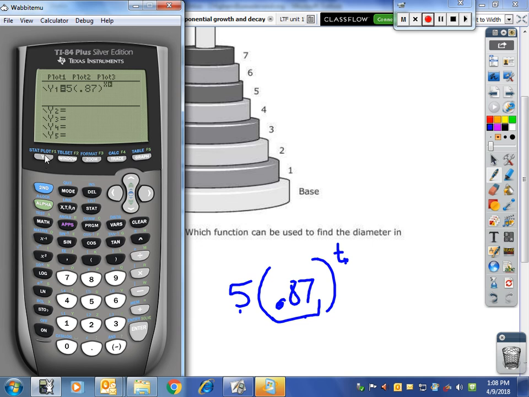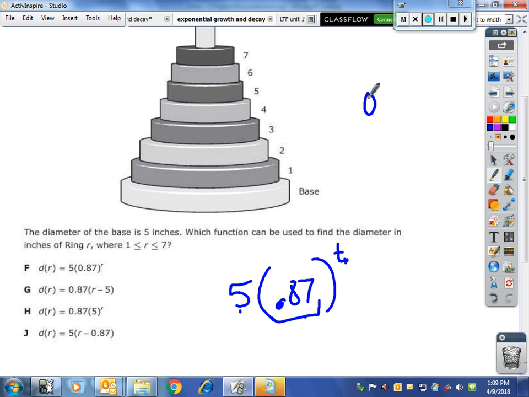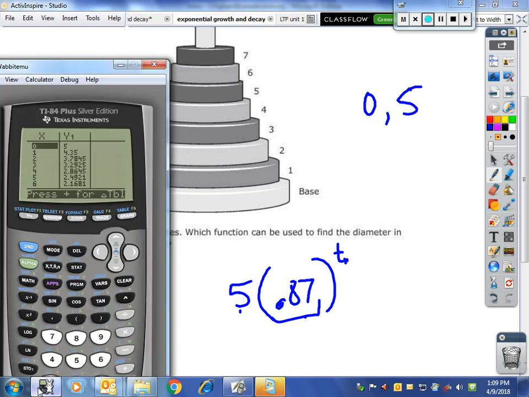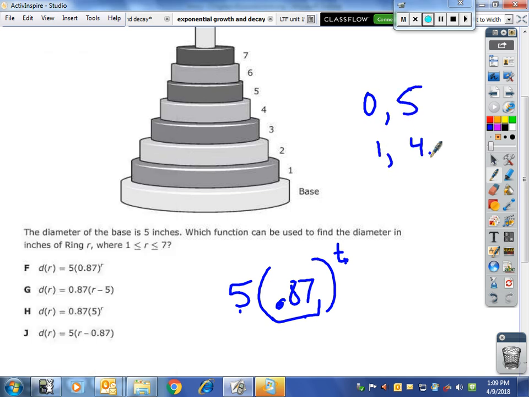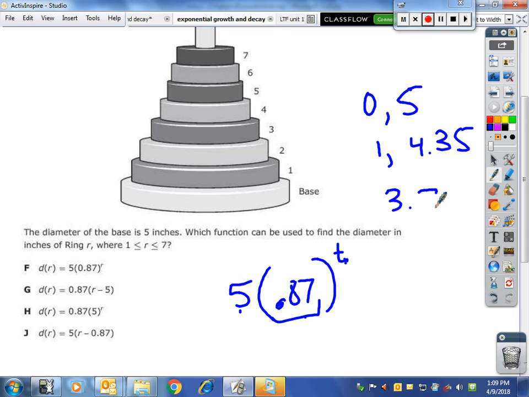Okay, now I'm going to go to y equals, and I'm going to go to the table of values. Well, here's my percent of decrease. Alright, so 0, the starting place, look, is 5. Look what the first ring should be. Do you see 4.35? And the second ring is 3.74, something.